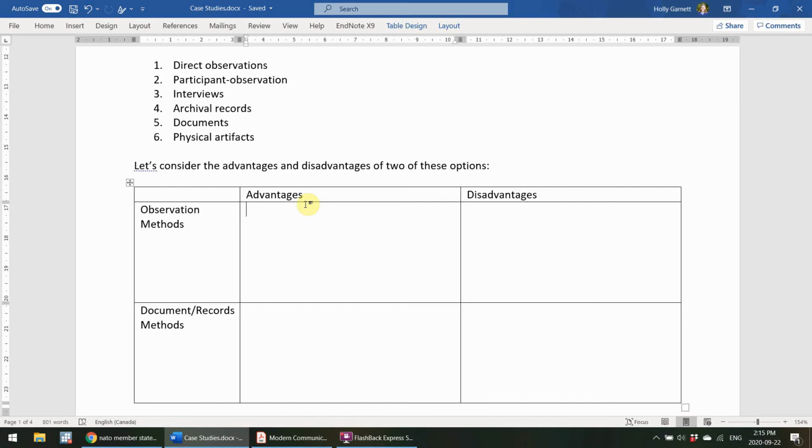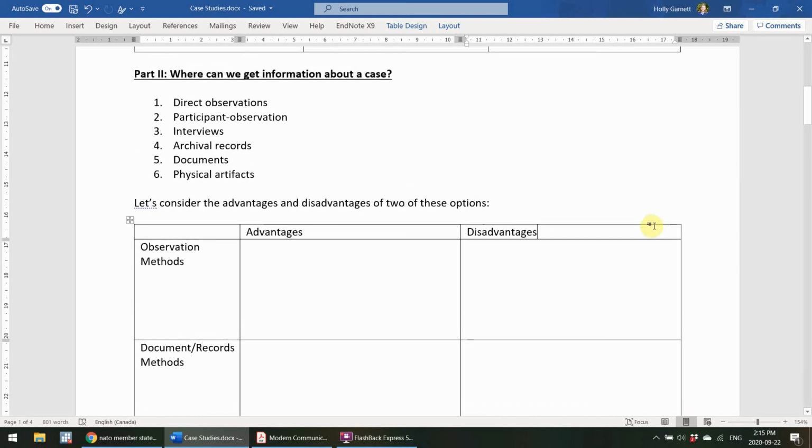Now, there are, of course, lots of disadvantages too. So disadvantages, they could change their behavior. So your participants might change their behavior.